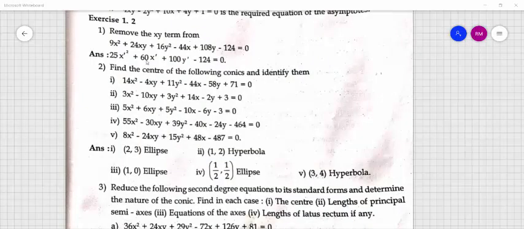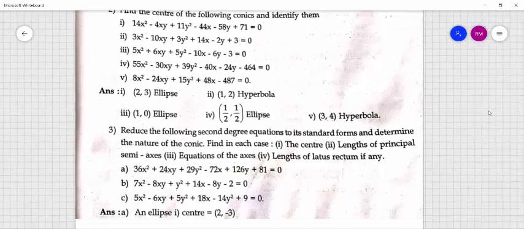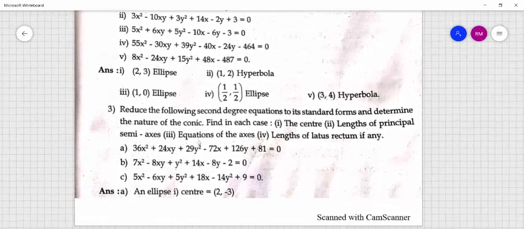These are problems for your exercise. You can pause this video and write these formulas or problems with the answers, so you can tally, and you can solve these problems. If you have any problem, email to me. Solve this equation, remove the xy term, find the center of the following conic and identify the nature. Here answers are also given. This is also another, third question.